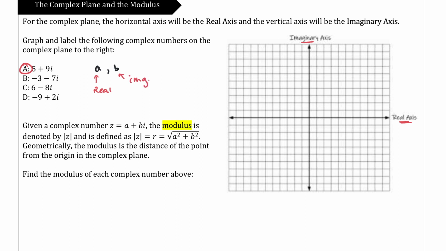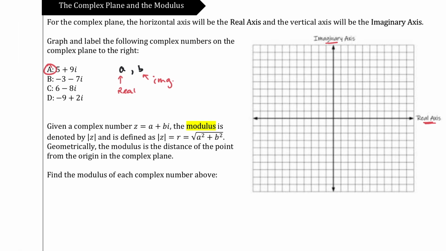So if you think about it in terms of x and y, it's exactly the same, right? So if we go over 5, so 1, 2, 3, 4, 5, and up 9, 1, 2, 3, 4, 5, 6, 7, 8, 9. Point A turns out to be right here. Point B, on the other hand, would be -3, -7. So 1, 2, 3, and then 1, 2, 3, 4, 5, 6, 7. This would be point B.